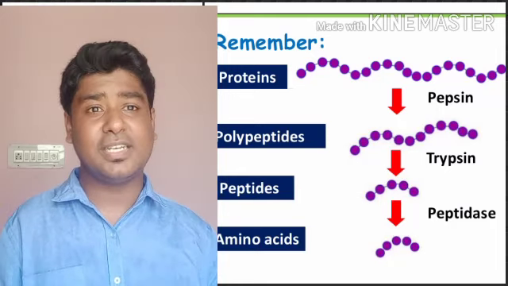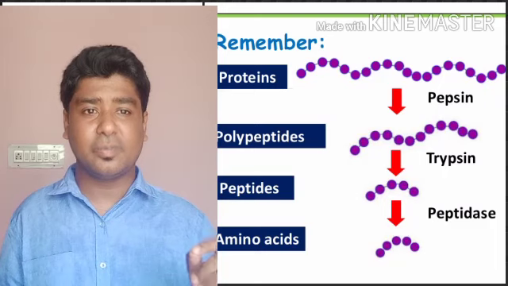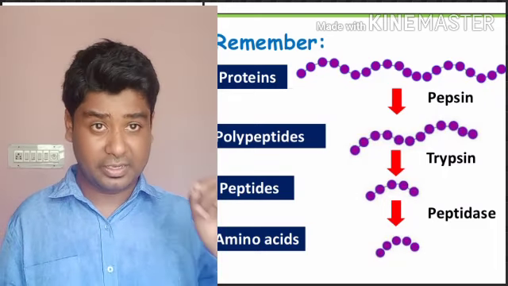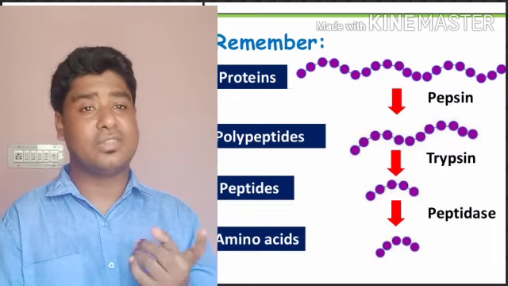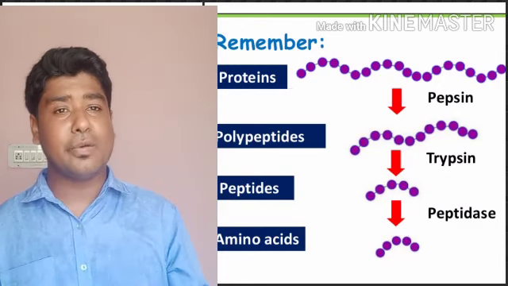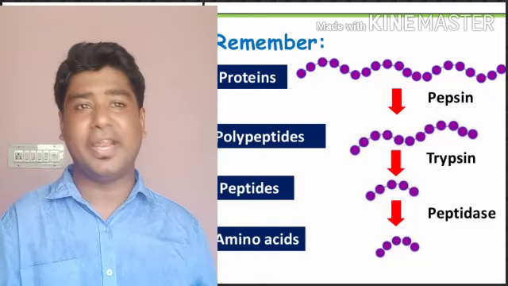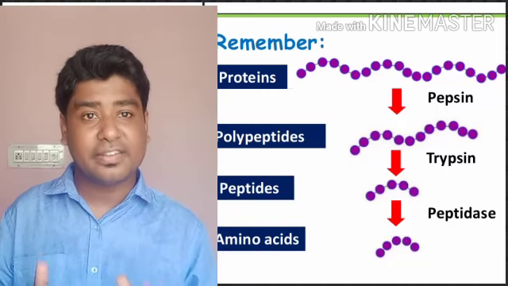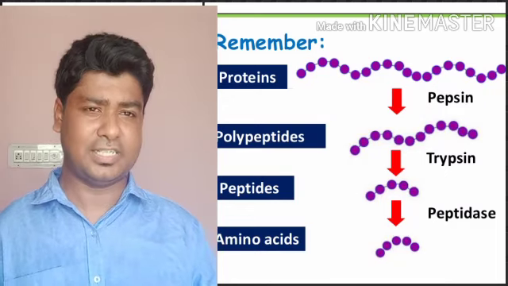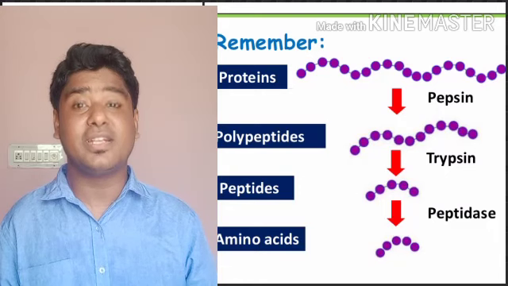So what happens in the small intestine is, the pancreatic juice contains pancreatic lipase and trypsin enzyme. Trypsin acts on proteins and converts the proteins into peptones, then to amino acids. Amino acids are the final product of protein digestion that happens by the action of the trypsin enzyme in the small intestine.